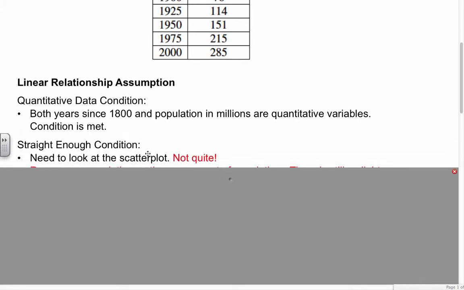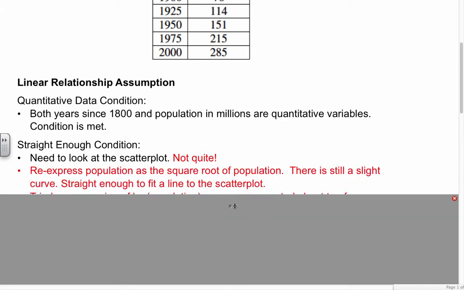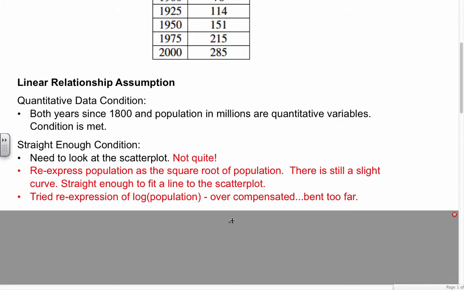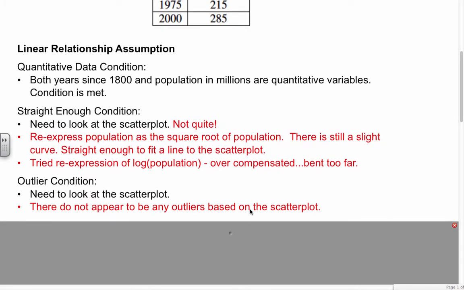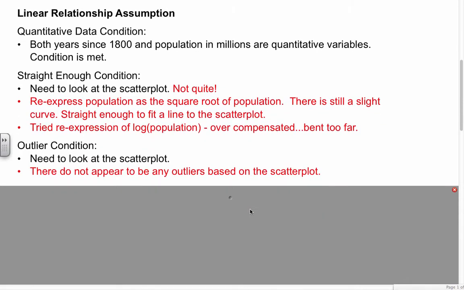Well, we looked at first and we said the scatter plot wasn't quite straight enough. So then we re-expressed these data. Basically we went through and re-expressed the population as the square root of population. There was still a slight curve, but it was straight enough to fit a line to it. Then we tried re-expressing using the log of the population, which overcompensated for the bend, and we went too far. So the better model was to go back to the square root of the population. Now when we look at our outlier condition, it did not appear that there were any, so we had to just continue.